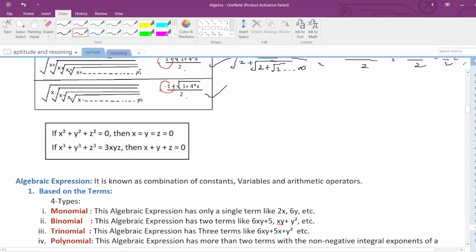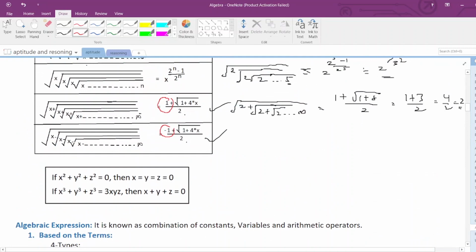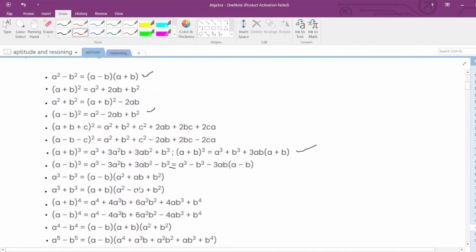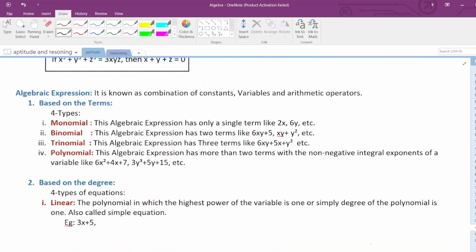Please remember this formula, or else if you remember a plus b plus c whole square also, it's fine. In the same way, a plus b plus c whole cube also, it's fine. So these are the important points you have to remember, important formulas or algebraic identities we can call. Now we'll move to what is an algebraic expression and what are the types of algebraic expressions.